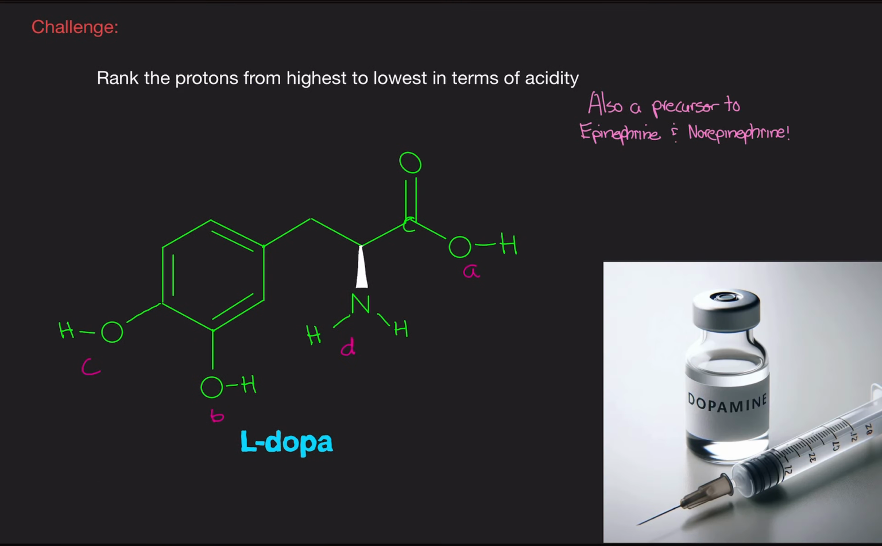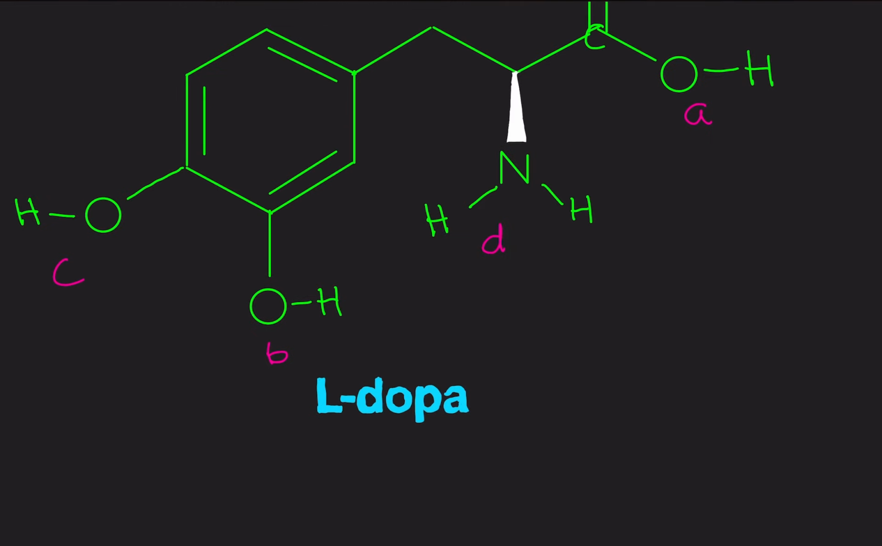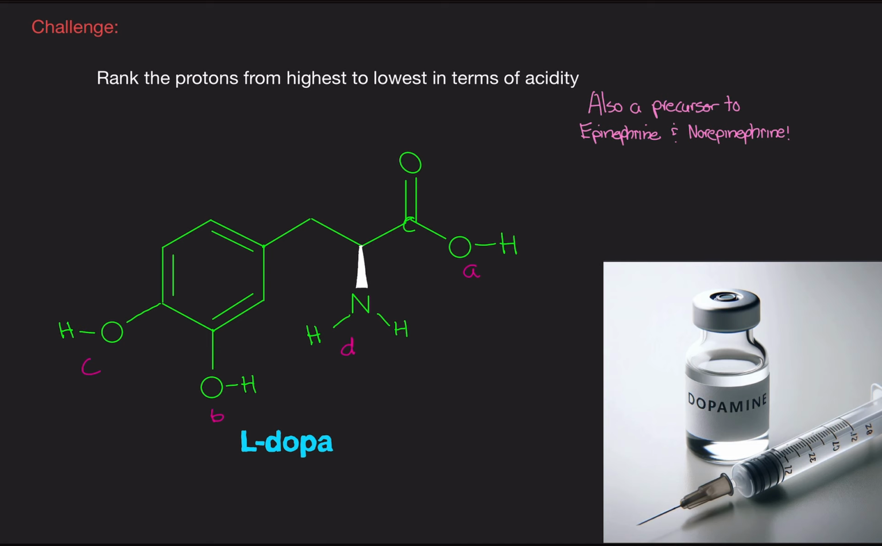This is L-DOPA. L-DOPA is a precursor to epinephrine, norepinephrine, and dopamine. Isn't that kind of interesting? That L-DOPA sounds like dopamine, right? So you could probably think, okay, we need this to make dopamine. But isn't it cool that it also makes epinephrine and norepinephrine? Cool how your body works.